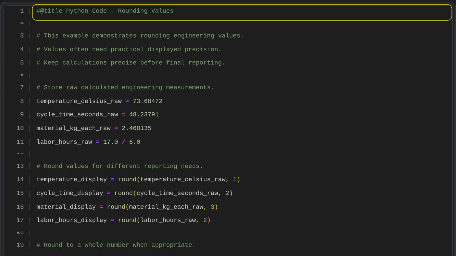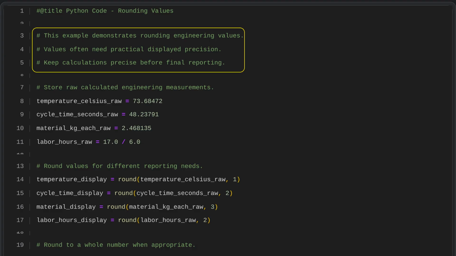Python code, rounding values. This example shows how to round engineering values for clear reporting. Use practical precision when displaying results, but keep calculations precise until the final answer.